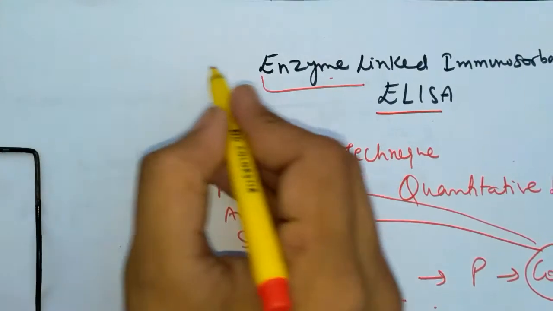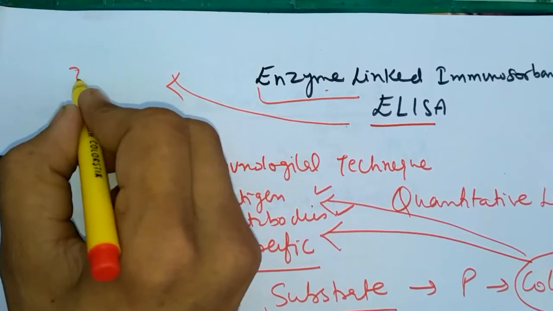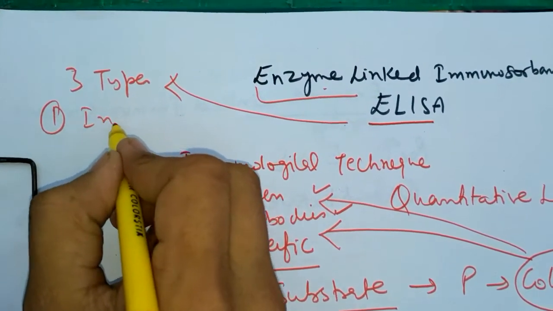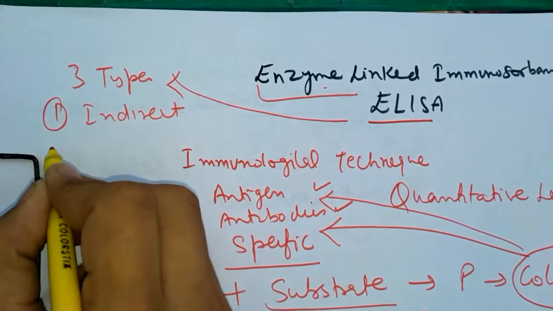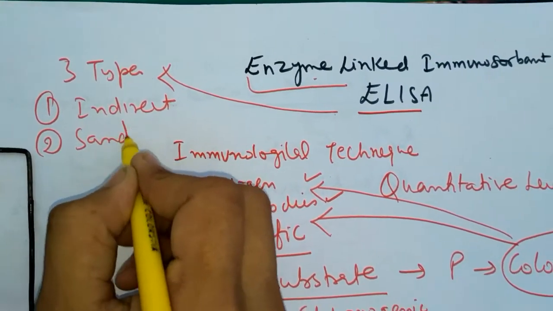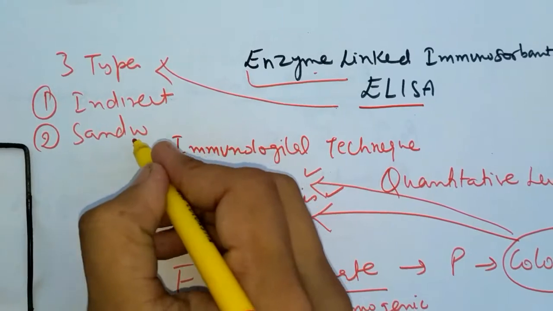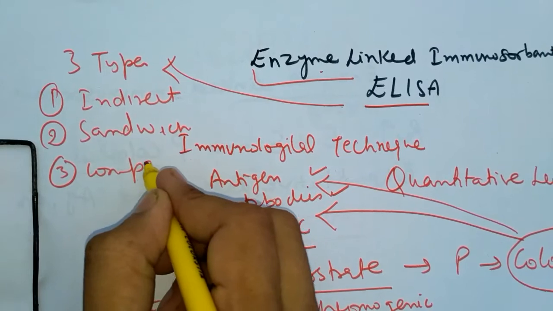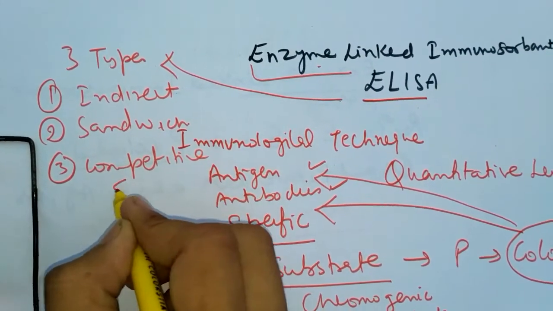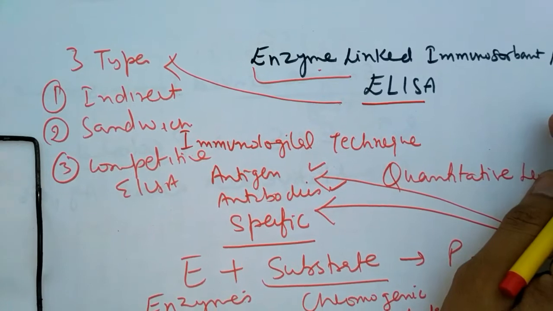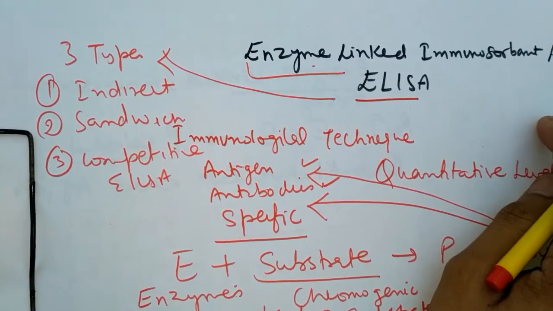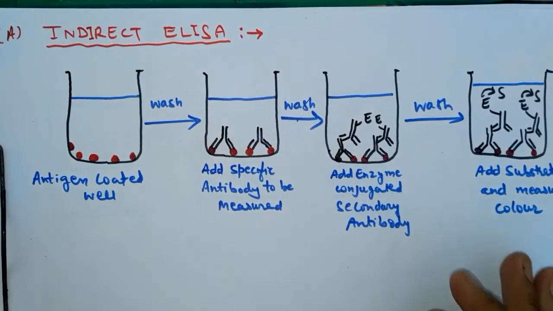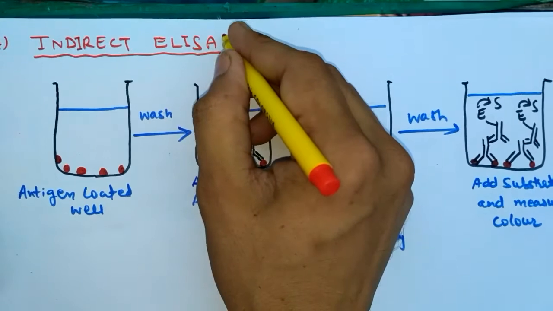Next is the types of ELISA. There are three types of ELISA. First is indirect ELISA, second is sandwich ELISA, third is competitive ELISA, and they have different protocols in these three types of ELISA techniques. The first type is indirect ELISA.